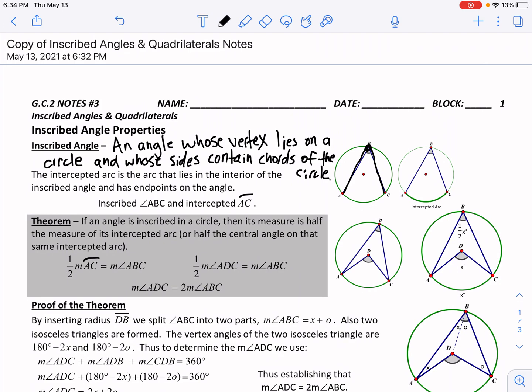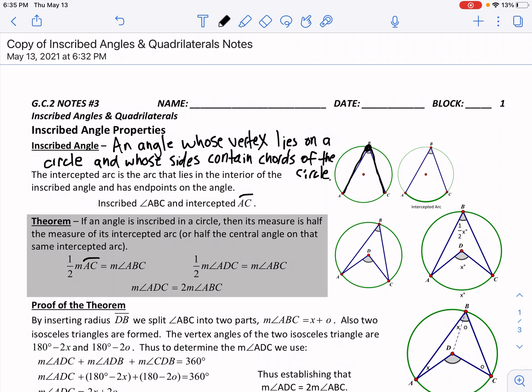Okay, so that's different than the central angle. A central angle is at the center. So a central angle has its vertex at the center, and an inscribed angle has it on the actual circle. So that's the difference between the inscribed angle and the central angle.